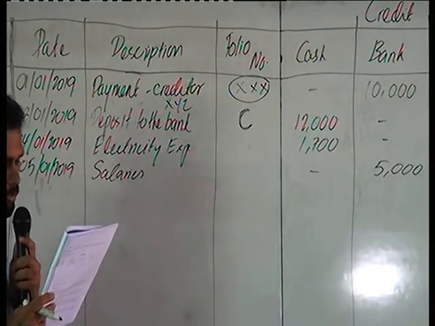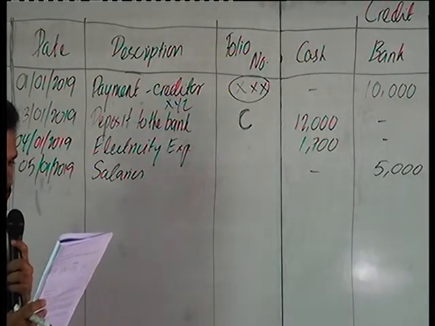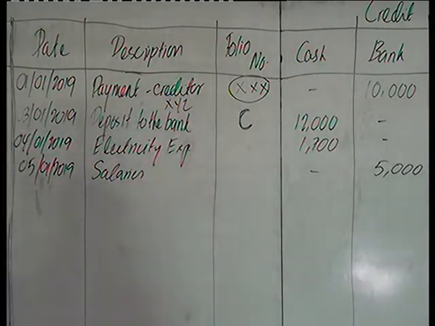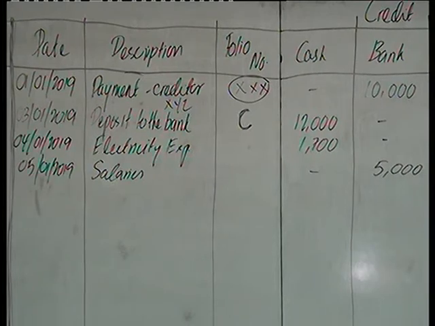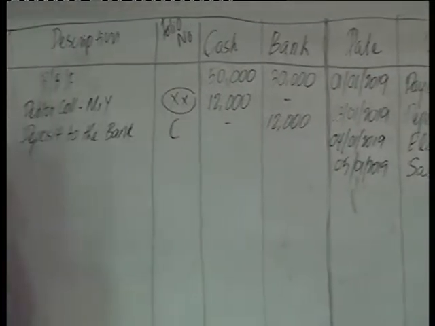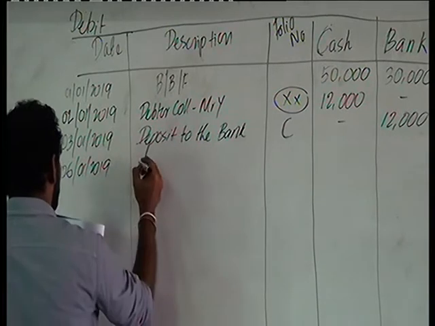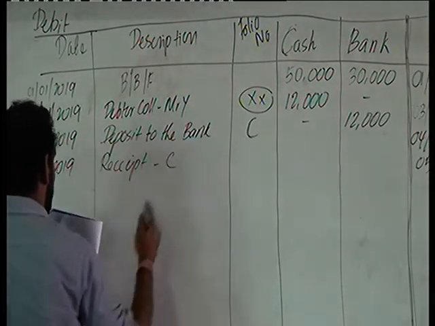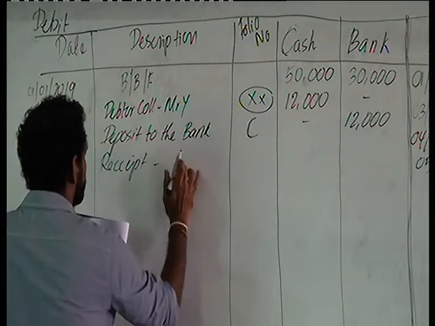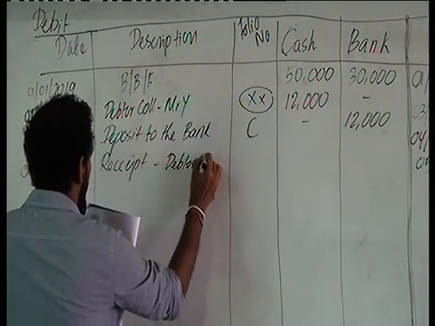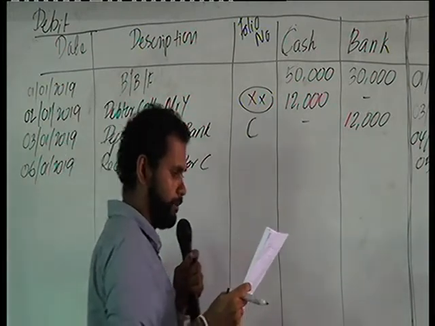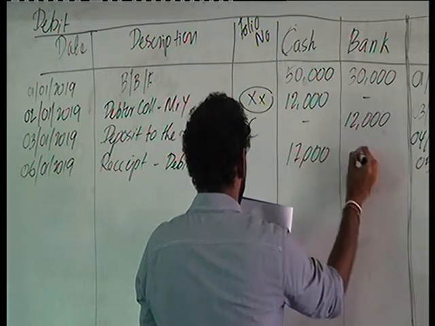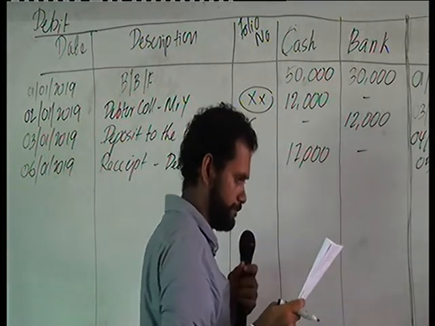On 6th January 2019, 17,000 received by check from Mr. C, debtor of the business. So again, same basis. On 6th January 2019, receipt from debtor C, amounting to 17,000. So initially we will be depositing it in the cash balance.